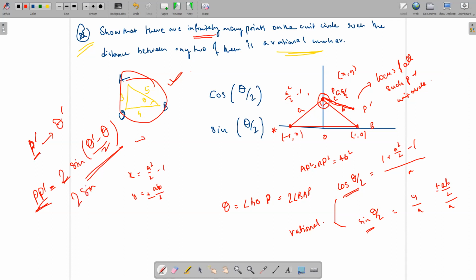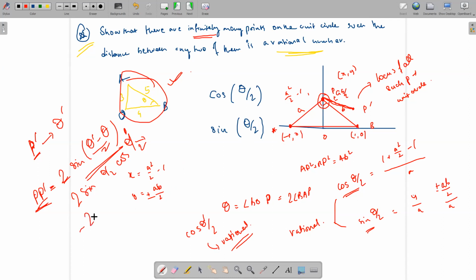So sine theta by 2 and cos theta by 2. Now I have already claimed that this is theta dash and this is theta. So similarly, cos theta dash by 2 is also rational, right? So any point on the locus is rational, having rational values.